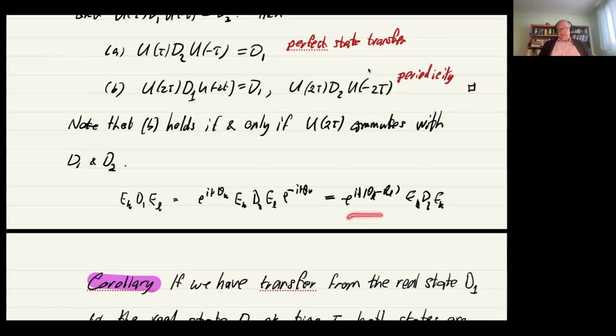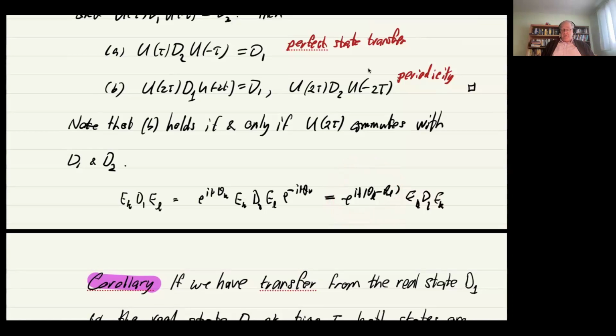This is a complex number of norm 1. So one thing this tells us is that D1 and D2 have the same eigenvalue support. That's a necessary condition for state transfer, and it's reasonably powerful. But the point I want to focus on now is this one. So let's consider the quantum walks we're dealing with.